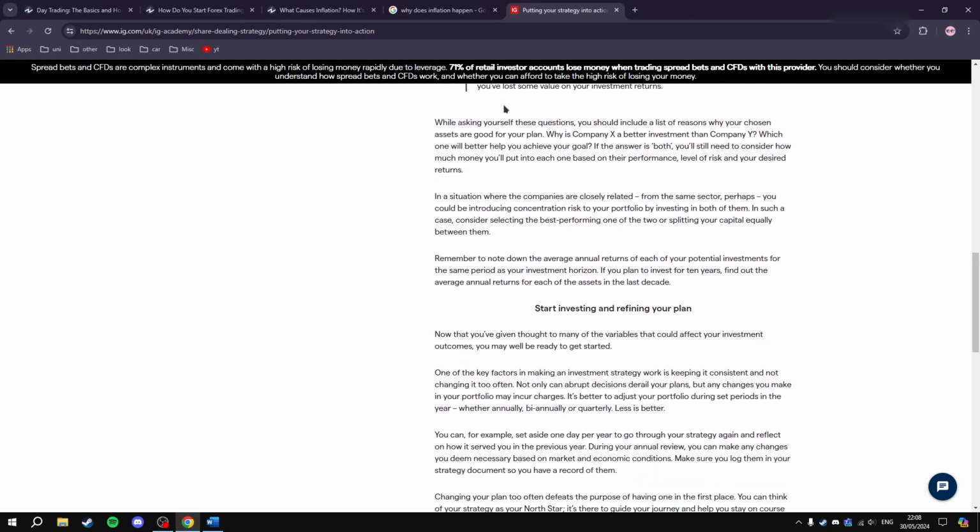So while asking yourself these questions, you should include a list of reasons why your chosen assets are good for your plan. Why is company X a better investment than company Y? Which one will better help you achieve your goal? If the answer is both, you still need to consider how much money you put into each one based on their performance, level of risk, and your desired returns.